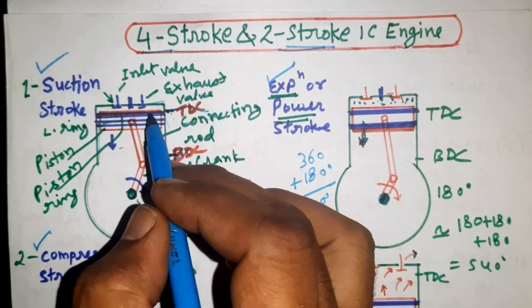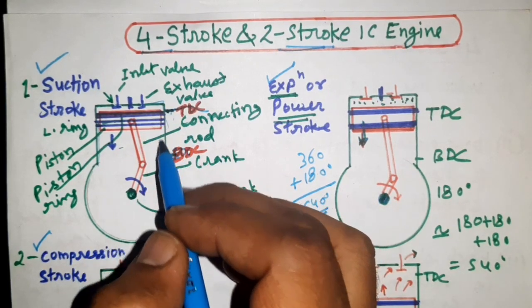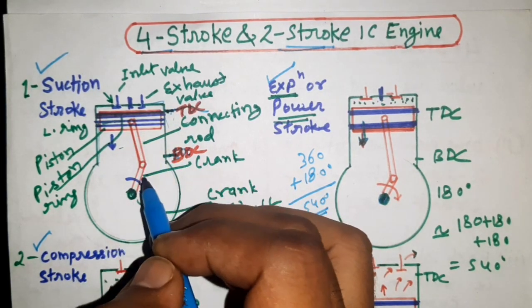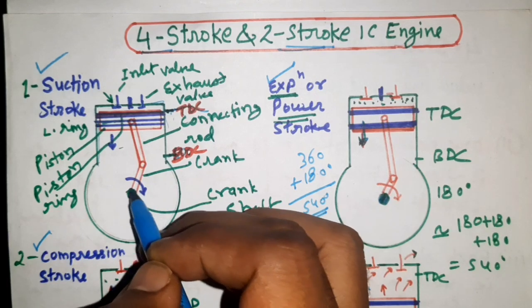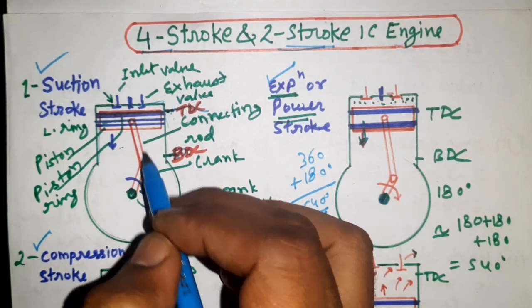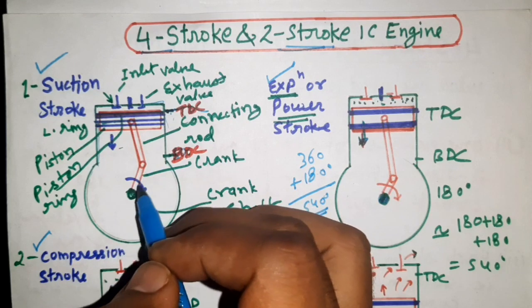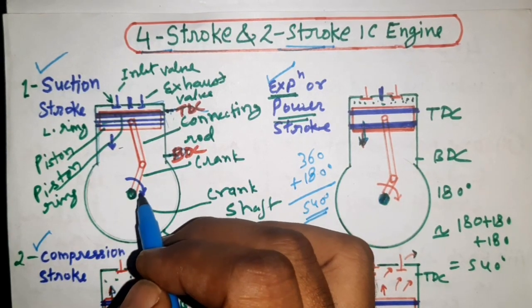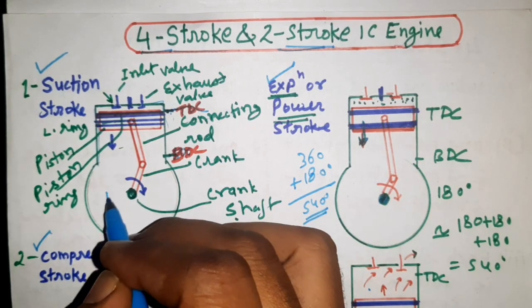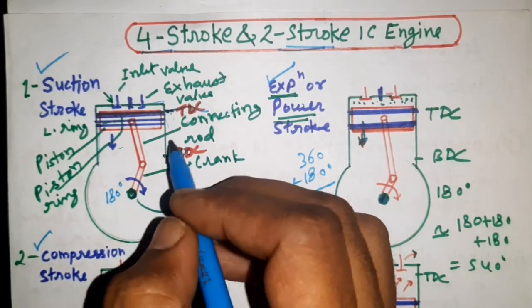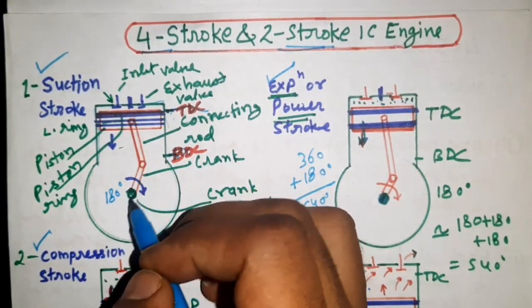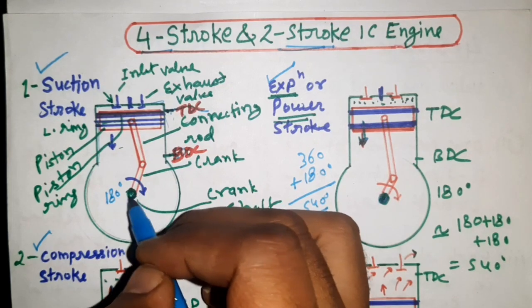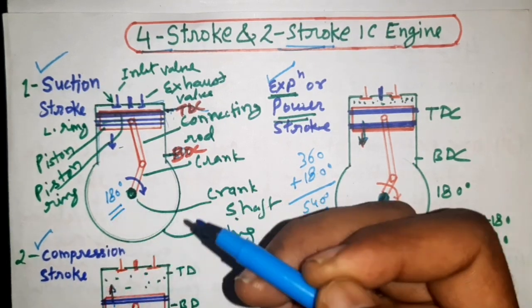During this suction process, the crank and connecting rod will rotate the crankshaft. This rotation will be equal to 180 degrees. So during this suction process, the shaft will rotate 180 degrees.